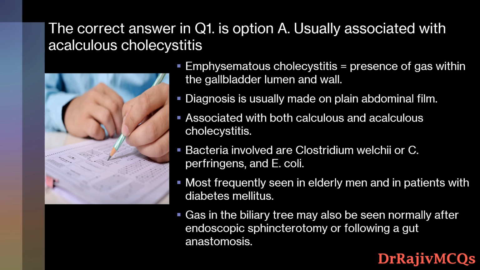Bacteria most frequently involved in this setting are anaerobes such as Clostridium welchii or Clostridium perfringens and aerobes such as E. coli. This condition occurs most frequently in elderly men and in patients with diabetes mellitus. Gas in the biliary tree may also be seen normally after endoscopic sphincterotomy or following a gut anastomosis.